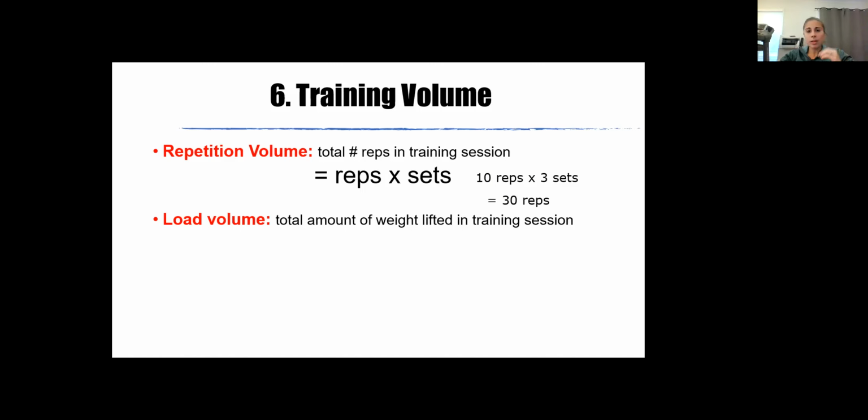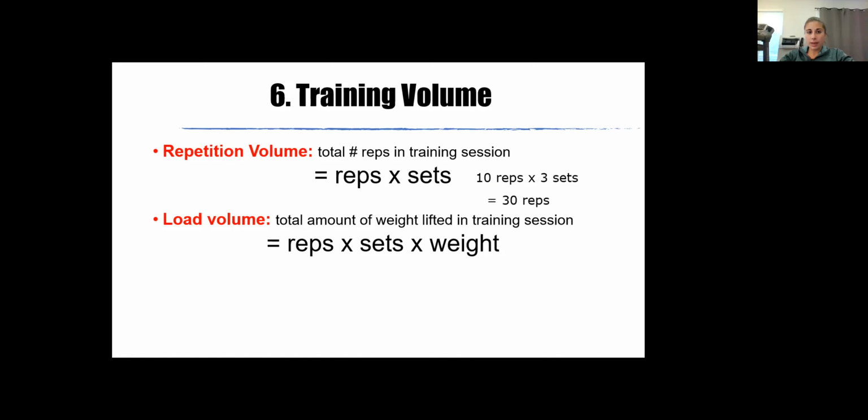Okay. The next definition is load volume. So this is the total amount of weight you've lifted in your session. And that is taking, now my annotation's still on here. That's going to take your reps times your sets times your weight. Okay. So now we're taking all 3 components and we're going to multiply them together.